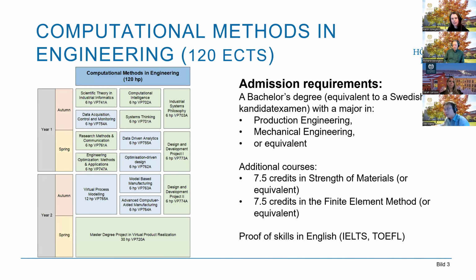Please note that when you apply for the computational methods in engineering master program, we have specific course requirements. One is 7.5 credits for the strength of materials, because we have quite a lot of courses related to structural analysis and topological optimization. At the same time, you also have to have 7.5 credits for the finite element methods or equivalent courses, because we also use multiple physics simulation techniques to model multiple manufacturing processes, for example the laser welding process. Later, I will show you what we have done in our courses. And for sure, you have the English requirement, either IELTS or TOEFL. Later, I think Karin or my colleague Sarah will introduce more details about this requirement, about your English language skills.